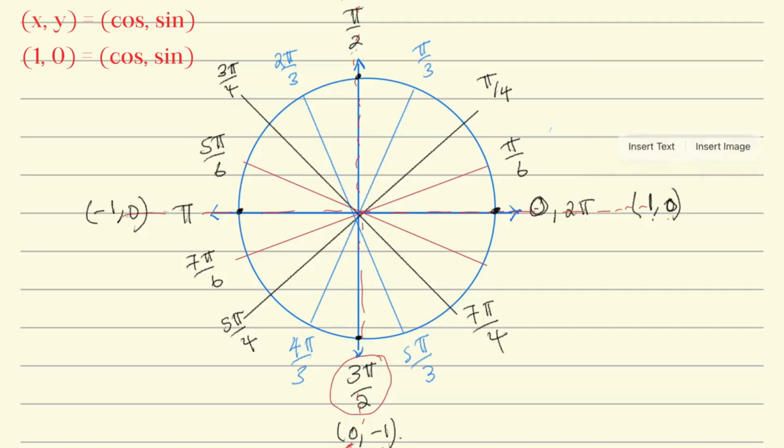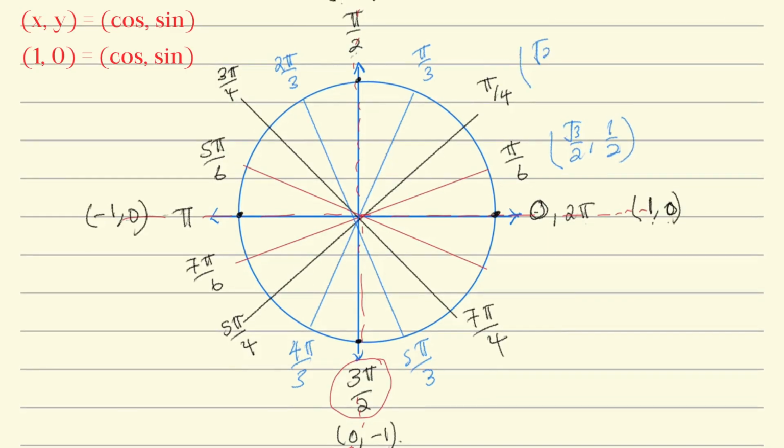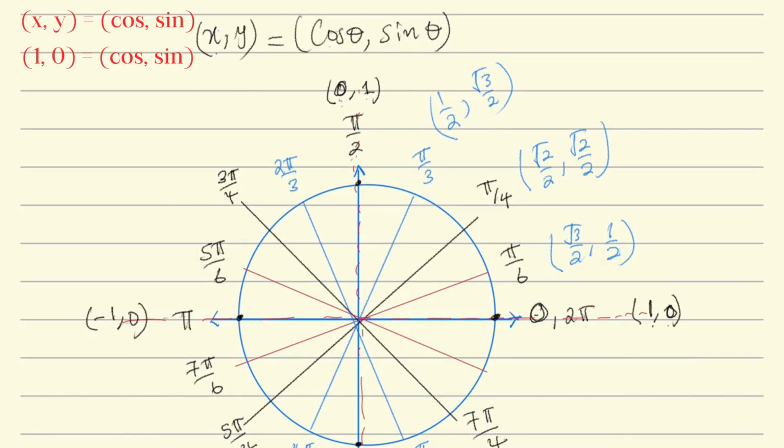Next, I call your attention to angles in the first quadrant. So you know that cosine pi over 6 is root 3 over 2, and sine pi over 6, which is sine 30, is 1 over 2. In the same way, cosine and sine pi over 4 is root 2 over 2. And cosine pi over 3 is a half, and sine pi over 3 is root 3 over 2.